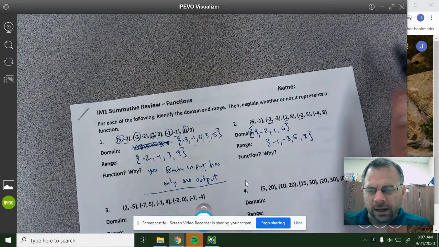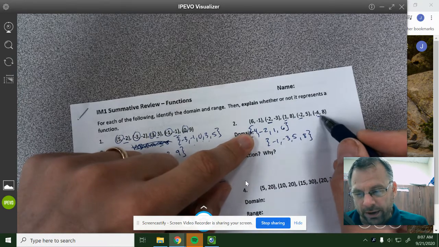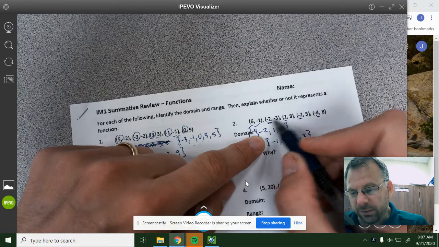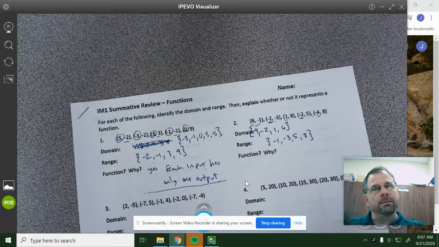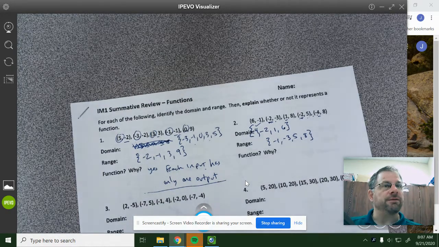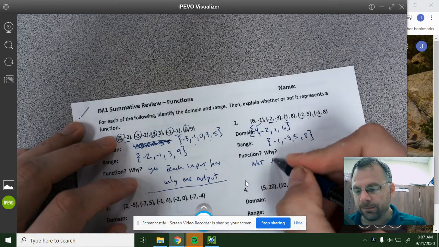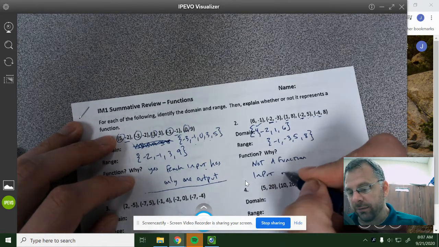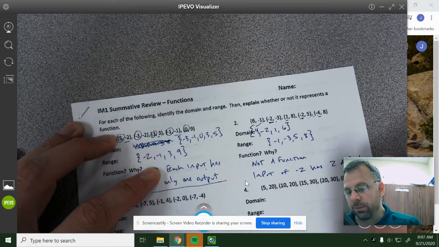Now, does every input have only one output? I'm going to start with -4. -4 has only one output of 8, so that's okay. How about -2? -2 has an output of -3. Oh, but -2 also has an output of 5. So sometimes I put -2 in and I get out -3. Other times I put -2 in and I get out 5. That's a problem. That's not functioning properly. That's not a function. And we would write the input of -2 has two different outputs.